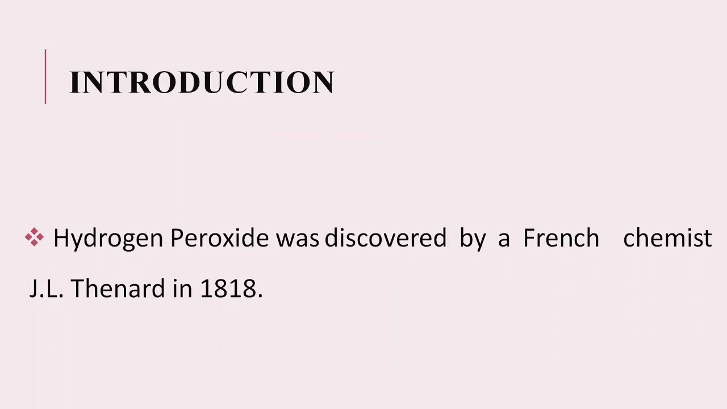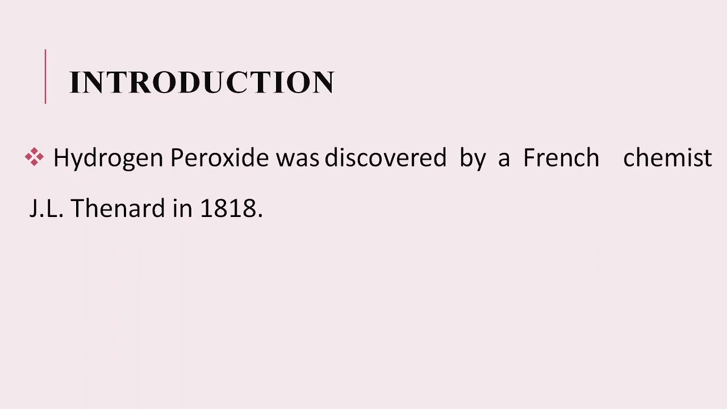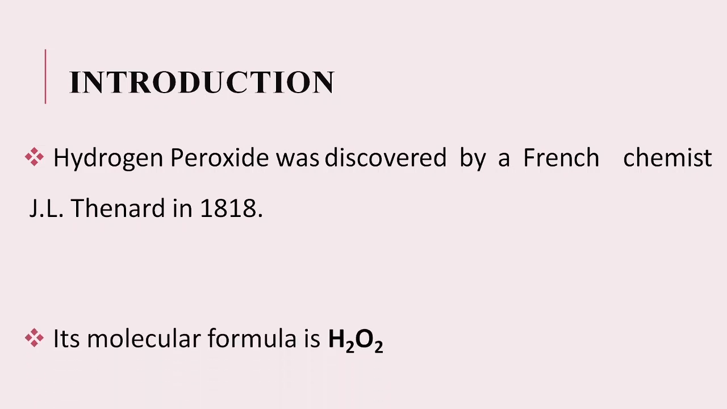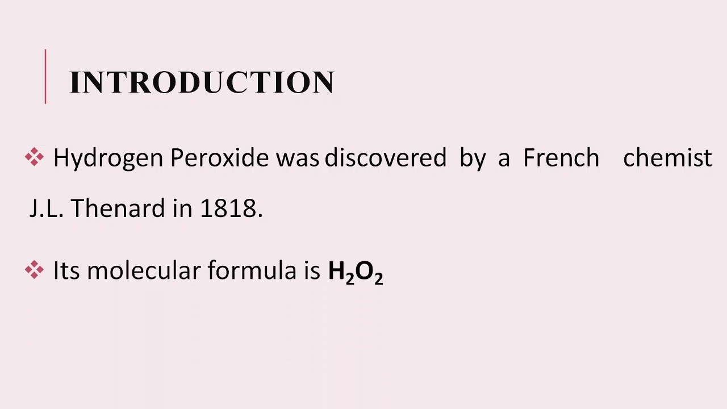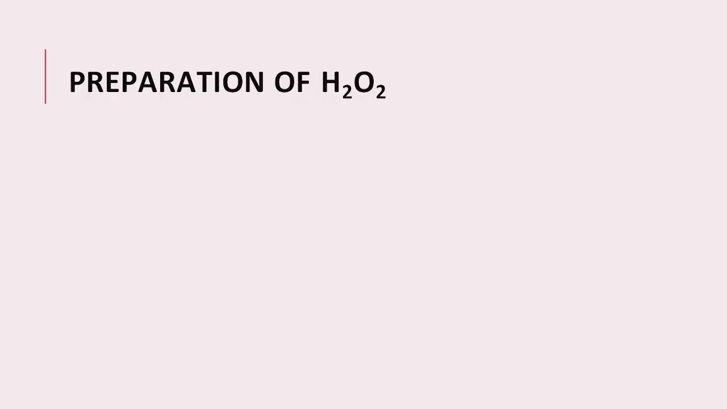Hydrogen peroxide was discovered by a French chemist, J.L. Thenard, in 1818. The chemical formula for this one is H2O2, and the molar mass is 34 grams for hydrogen peroxide. The next one is the preparation of hydrogen peroxide, meaning how hydrogen peroxide can be obtained in the laboratory.